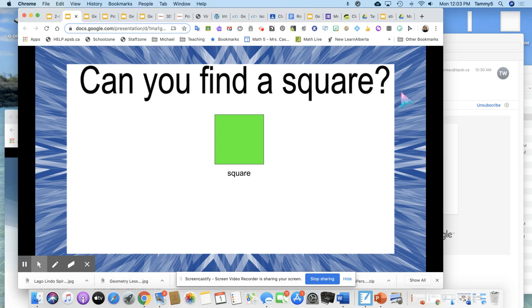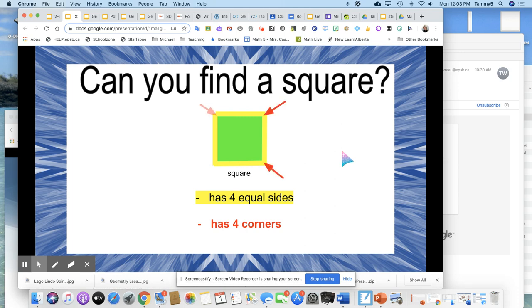How about a square? A square has 4 equal sides. 1, 2, 3, 4. It also has 4 corners. 1, 2, 3, and 4. Now, can you find a square in your house? Now, remember, don't find rectangles. This is going to be tricky because you need to find 4 equal sides. Pause the video and come back when you found a square.